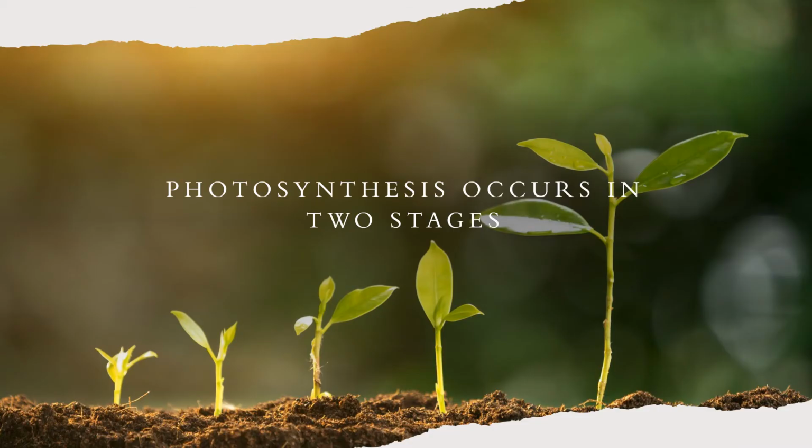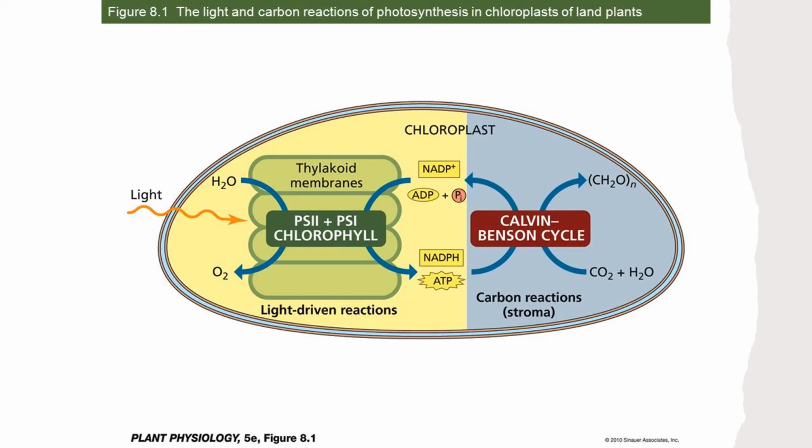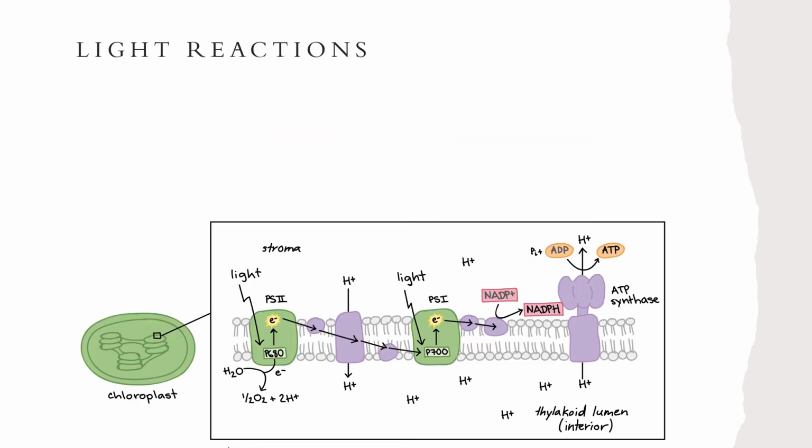Next, photosynthesis occurs in two stages. Inside the chloroplast, photosynthesis occurs in two stages, which are the light reactions and the carbon reactions. As you can see here in the picture, it summarizes the entire process, and later on, we will be discussing specifics of these two very important reactions. First off, we have the light reactions.